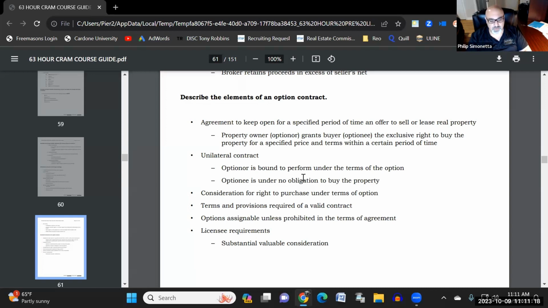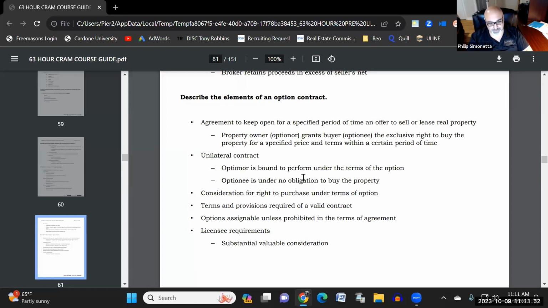The optionor, the seller, is bound to perform under the terms of the option. The optionee is under no obligation to buy the property or lease it. There's consideration for the purchase under the terms of the option. So there is a deposit put down by the buyer. It's held in escrow. The terms and provisions required of a valid contract are still needed. Options are assignable unless prohibited in the terms of the agreement. So if the seller gives the buyer the option, that buyer can find somebody else and sell it to them if it's agreed. It can also be put in there where you can't do that.